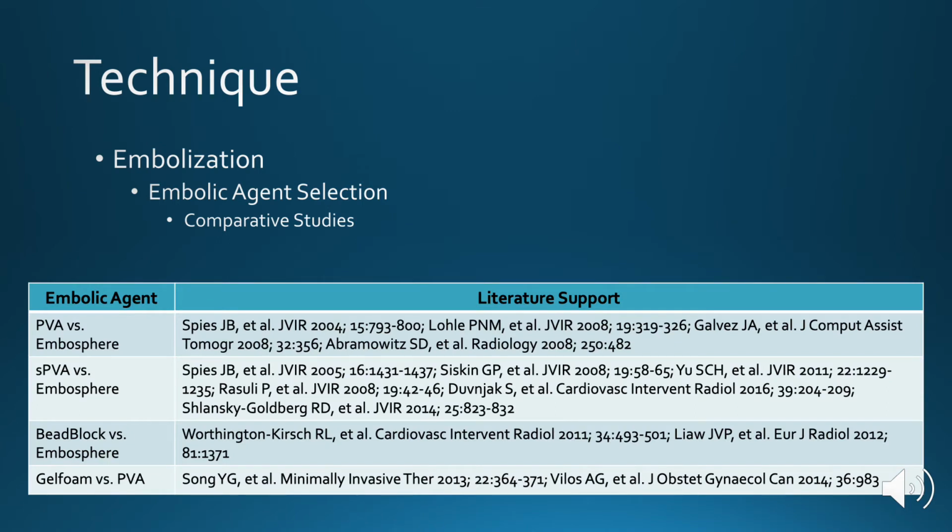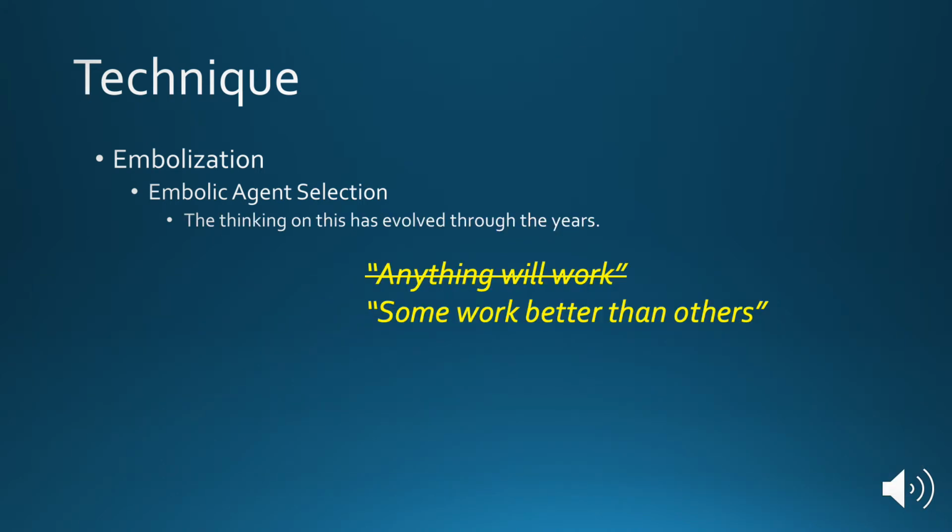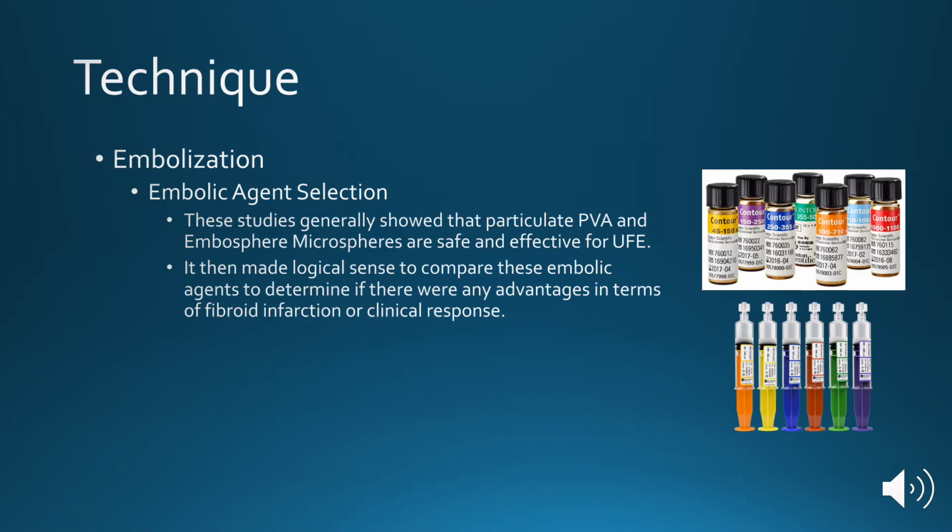For your reference, these are several of the comparative studies that have been performed through the years. I'm not going to spend time talking about all these studies, but the one thing we definitely learned is that some agents work better than others. And in general, these studies show that particulate PVA and Embosphere microspheres are safe and effective for fibroid embolization. Given the fact that this is what all those studies showed, it made logical sense to compare these embolic agents to determine if there were any advantages in terms of fibroid infarction or clinical response.